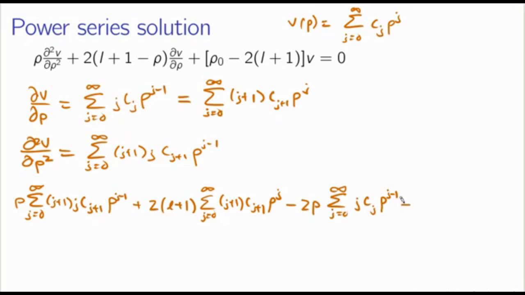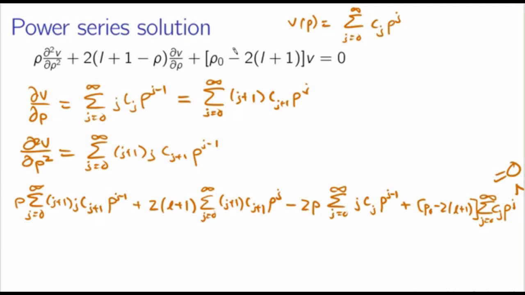Finally, I've got this term multiplied by my power series of j, and I don't have to do anything fancy for that. I've got rho naught minus 2L plus 1, multiplied by my power series here, the sum from j equals 0 to infinity of c sub j rho to the j. Now, all of this is my left-hand side expressed in terms of power series, so this is all going to be equal to 0. So this is my power series representation of my differential equation.